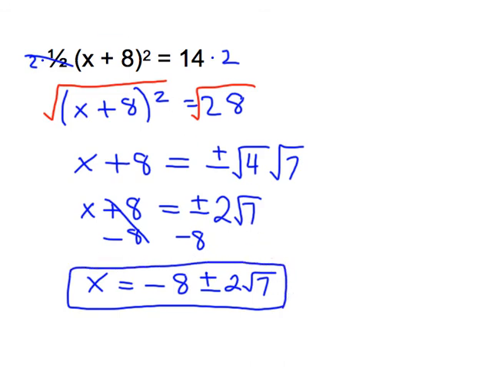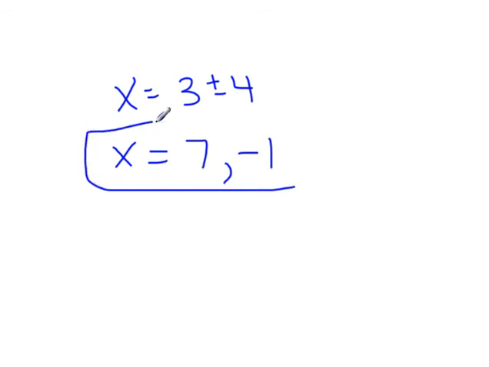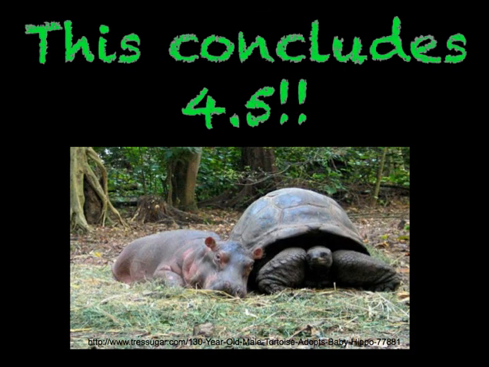Now, just to throw in a little extra something, if I ever had an answer of x equals 3 plus or minus 4, if you get something like that, you can actually work those out. So think about 3 plus 4 would be 7. 3 minus 4 would be negative 1. So that would be your final answer if you ever got something like this, where you don't have any square roots. Go ahead and work out those constants. And that's going to conclude section 4.5.